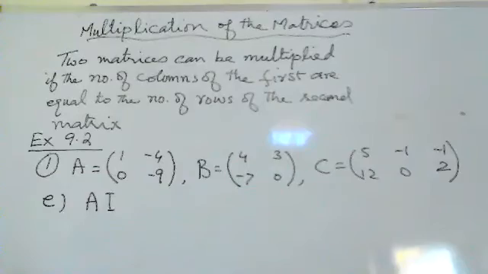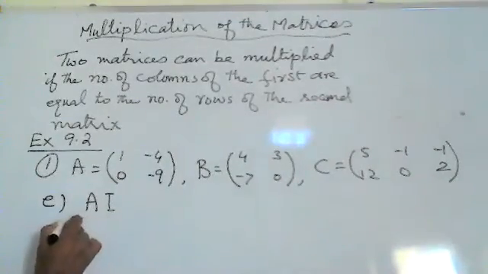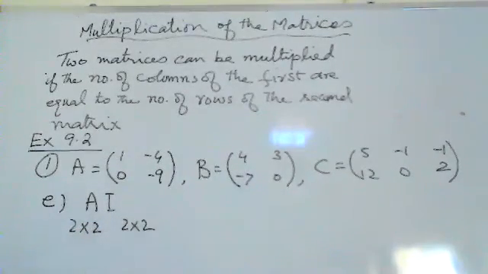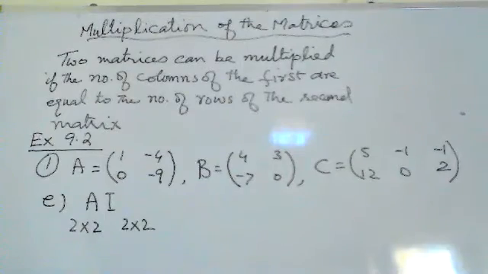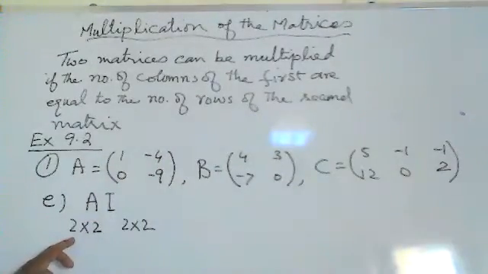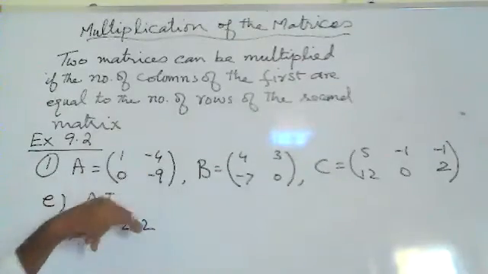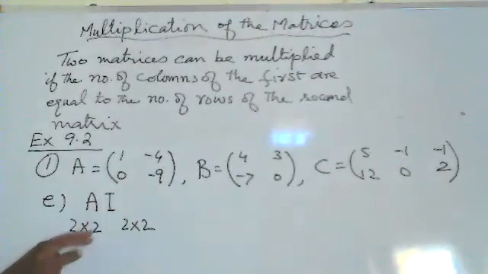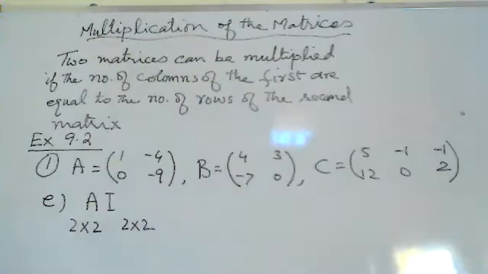So when A is 2 by 2, I should also be 2 by 2. So this is 2 by 2. This is also 2 by 2. Under the matrix, we will write the size or the order of the matrix. This is 2 by 2. The first number is showing the number of rows, the second number is showing the number of columns. So there are 2 rows and 2 columns. The size of A is 2 by 2. So if it is 2 by 2, I should also be 2 by 2.